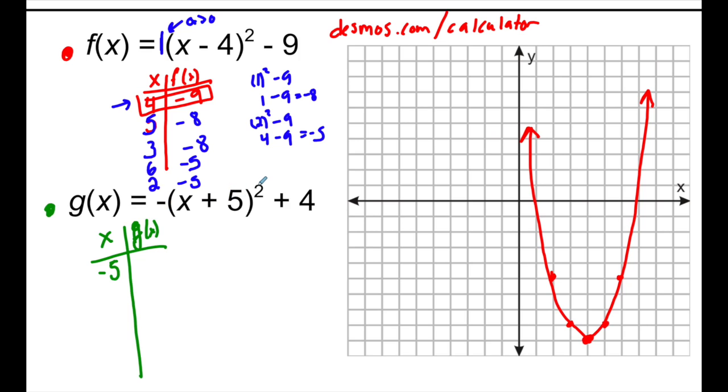Please do not distribute into something that's being squared. You cannot do that. Negative 5 plus 5 is 0. 0 squared is 0. Negative 0 is 0. 0 plus 4 is 4. You need to remember your PEMDAS.